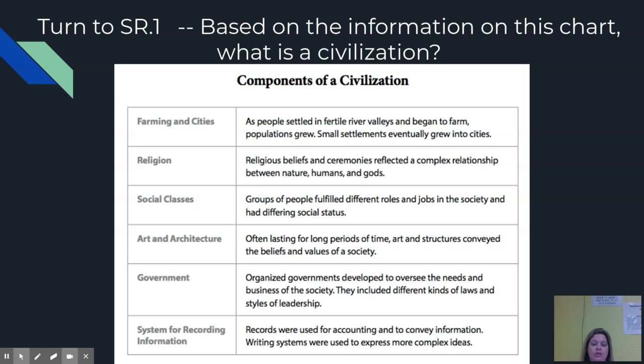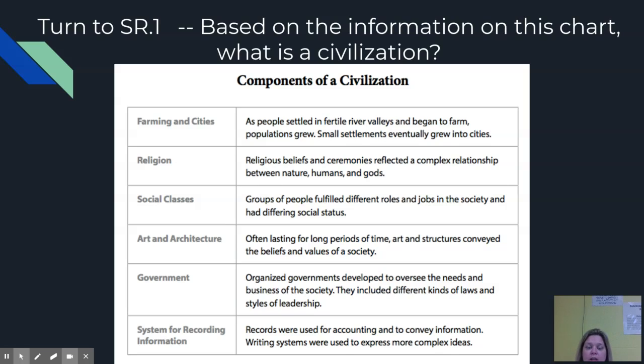And these records were used for accounting and to convey information. Writing systems became more complex. Instead of just drawing little figurines or stick men, you began to learn about different writing styles in ancient languages. So these are the six components of a civilization: farming and cities, religion, social class, art and architecture, government, and a system for recording information.